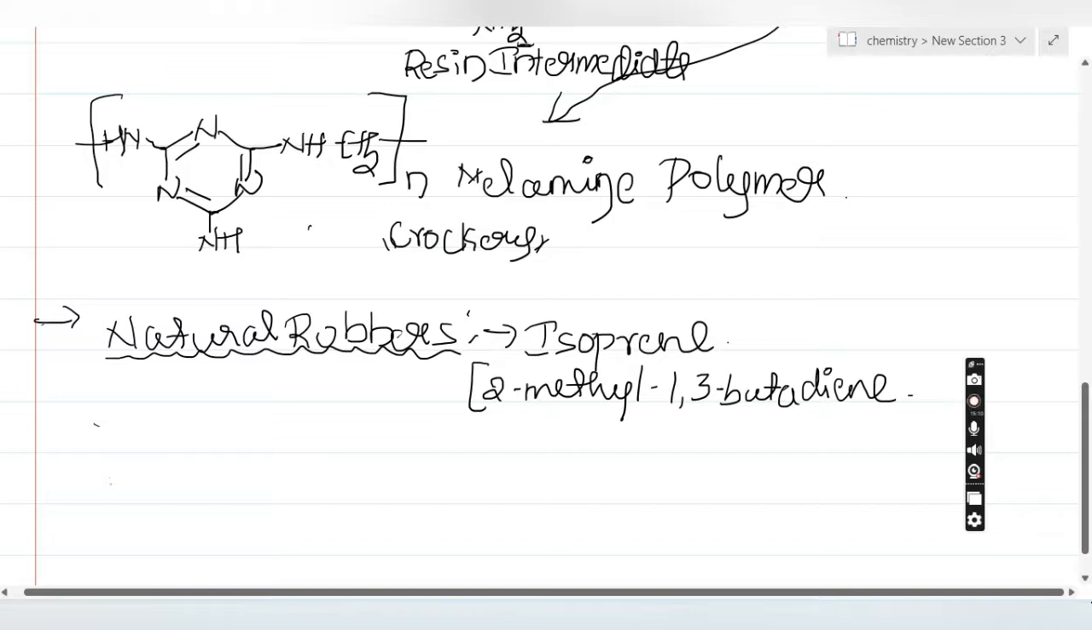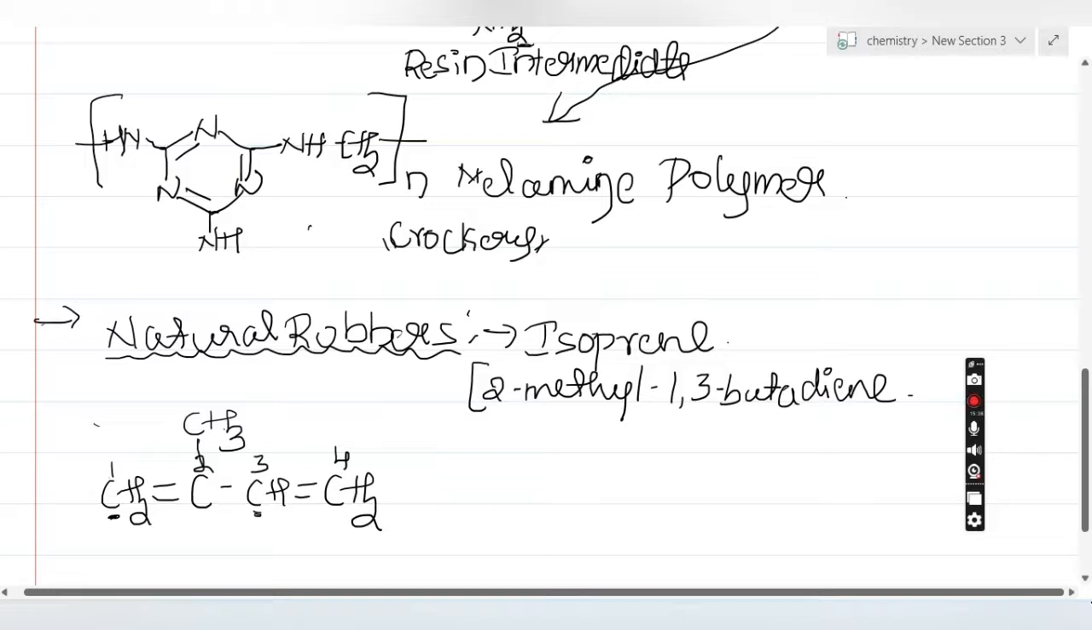On the screen I'm writing CH2 double bond C, CH double bond CH2. See, note down this. I think you can easily tell this is a 1,3 butadiene because this is carbon 1, carbon 2, carbon 3, carbon 4. At the first carbon atom and third carbon atom the double bond starts. That's why it is buta 1,3 diene. And at the second position we have a CH3 group, a methyl group. See this. So this is the partial structure of isoprene, which is commonly called 2-methyl 1,3 butadiene, the monomer of natural rubber.